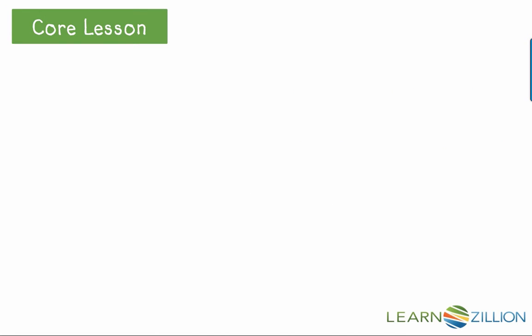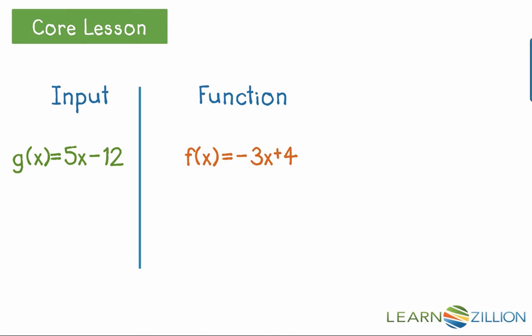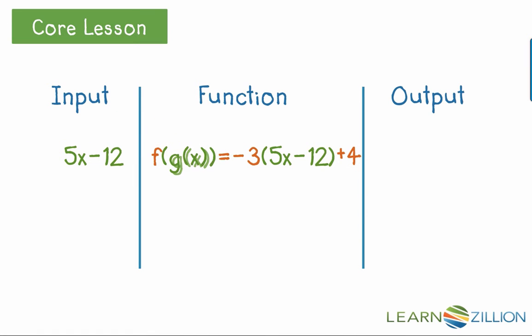Well, what am I supposed to do if my input is another function? Again, we'll look at the same function as we did before, but this time we'll input another function, g of x equals 5x minus 12, to get my output. All I do is I replace the x in f of x with the label of the function I'm using, which is g of x. And then I replace the x in the expression with the actual value of g of x, which is 5x minus 12. And then I do what I did before.